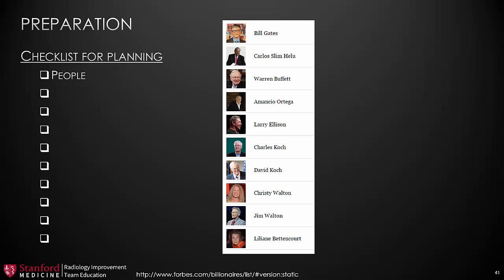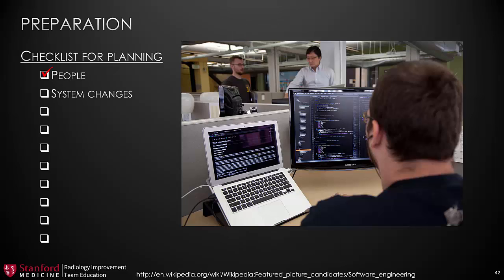People. This refers to the frontline staff who will be required to do something in a different way than they did before. Start by creating a list of all those people, and you'll use that list throughout the project. System changes.